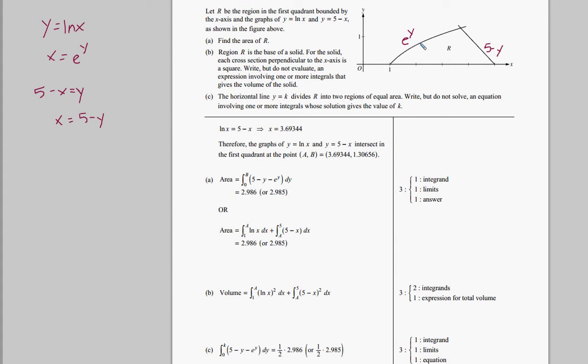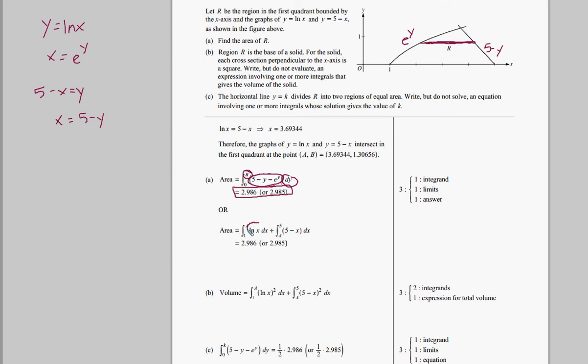And so if I did horizontal strips and I integrated with respect to y, I would integrate from 0 to the y value of that intersection, which would be b, of my right minus my left. That should still give you 2.986, or if it's truncated, 2.985. You get a point for having the correct integrand. That is just what is inside here.